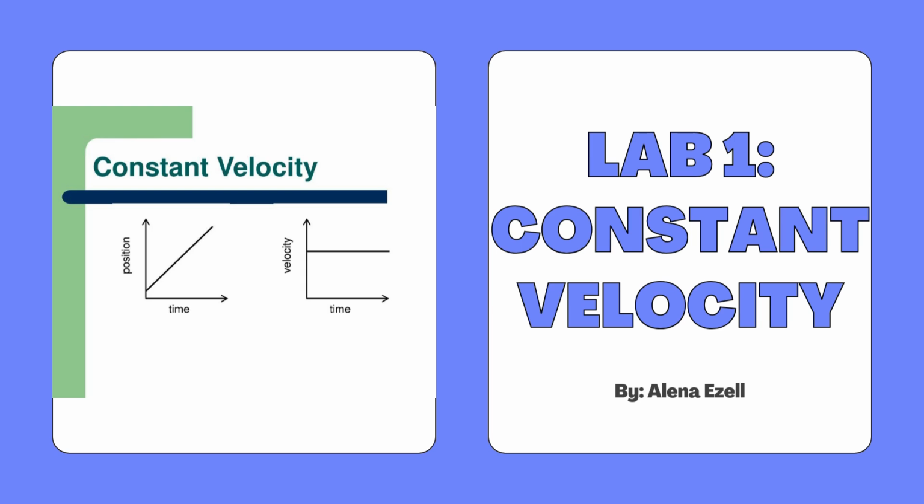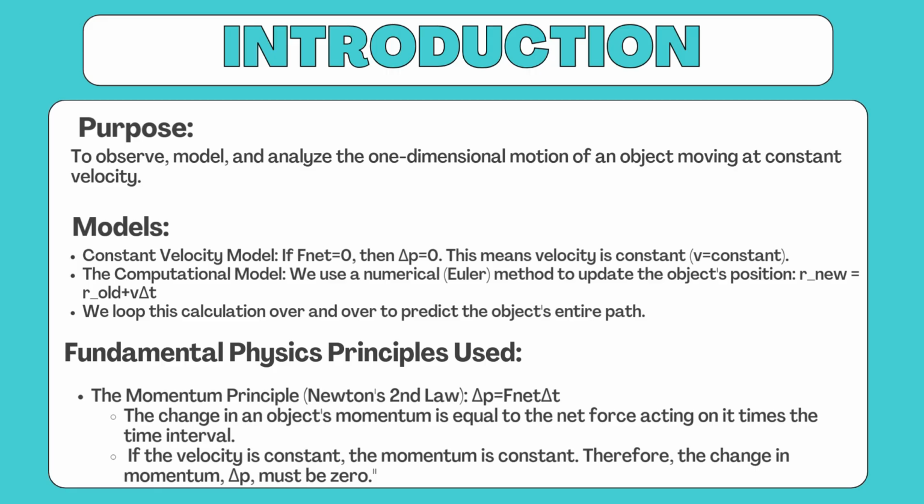So this is the voiceover of my Lab 1 report, and this lab was on constant velocity. The purpose of this lab was to observe, model, and analyze the one-dimensional motion of an object moving at constant velocity. The models we used were the constant velocity model, where if the net force equals 0, then the change in momentum also equals 0.